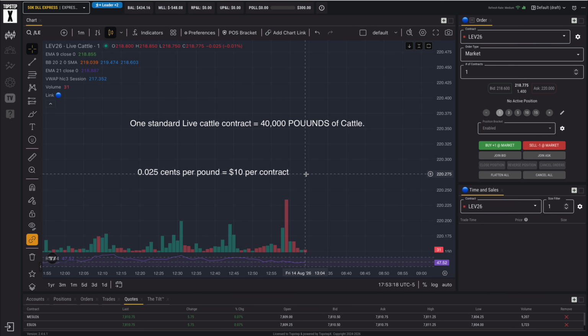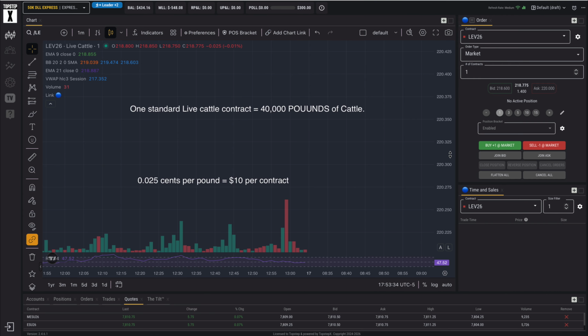Two contracts is $20 per tick. Five contracts is $50 per tick. And obviously that works in both directions. This is why you never jump into a random futures market just because you found a ticker. You need to know what one contract and one tick are actually worth. Because if you look here, you can see the difference, right? 0.025, 0.025, 0.025. Each one is worth 10 bucks on one contract. Two contracts, again 20, and so forth.